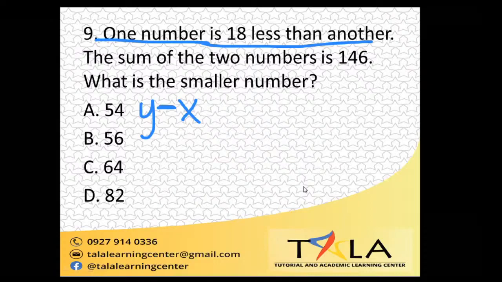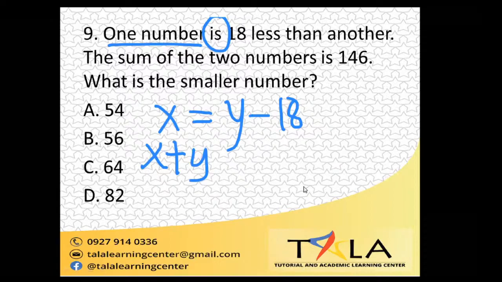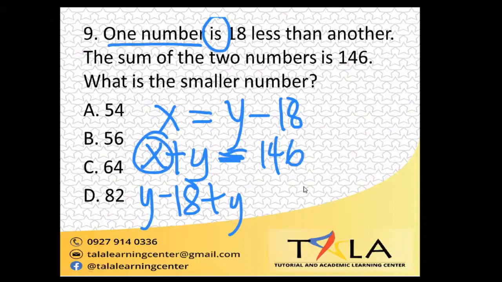So, again, one number. Let's say x is, equal sign, 18 less than another. So, 18 less than, baliktad, another. Now, the sum of the two numbers is 146. So, x plus y, because wala kang alam kung ano yung dalawang number na yun, equal to 146. So, ang alam mong x, y minus 18. So, y minus 18 plus y, pinalitan mo lang yung x dito, equal to 146.